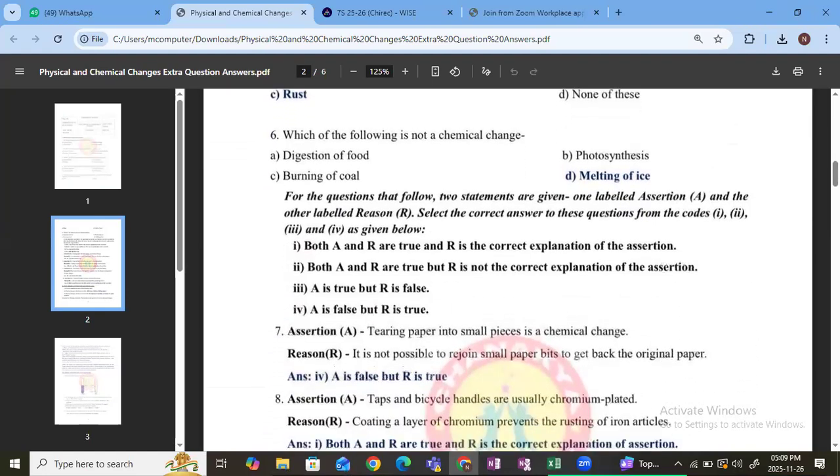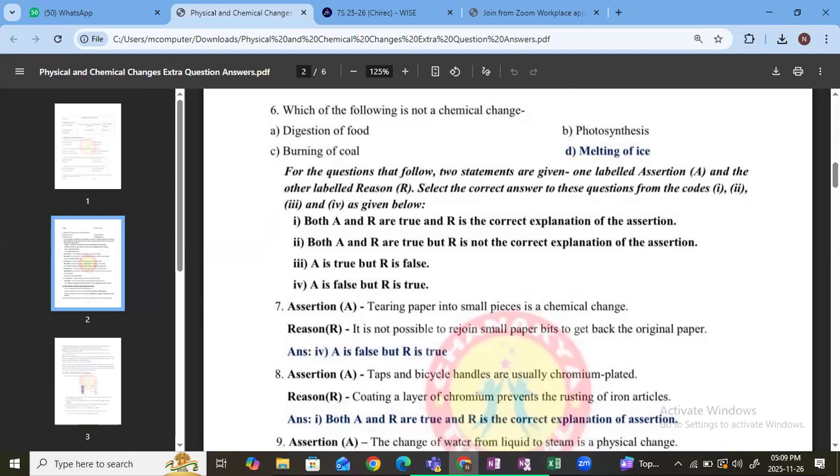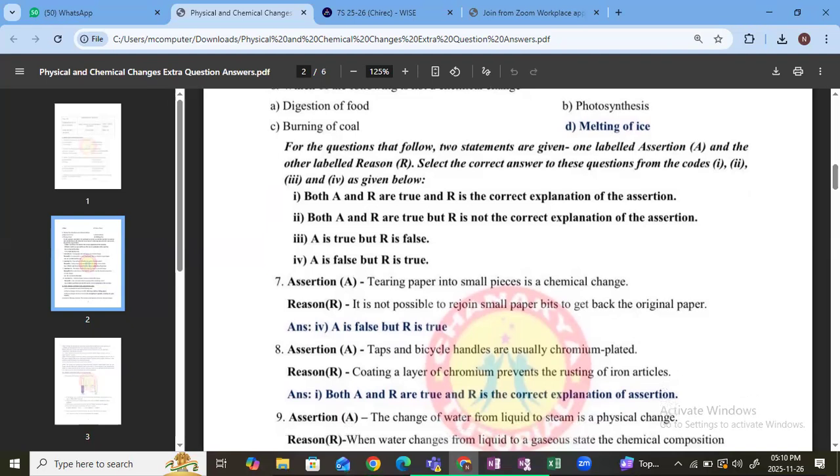Tearing paper into small pieces is a chemical change? No, false. It is possible to rejoin small paper bits to get back the original paper. Yes, it is possible, but it won't give the exact form. It will still have those tears in the paper. But if you recycle it, then you will get the proper paper as in the initial condition. Oh, okay, it is the recycling. But if you are joining it with Fevicol or something, then you will not get the original one, because there's some other element in the paper.